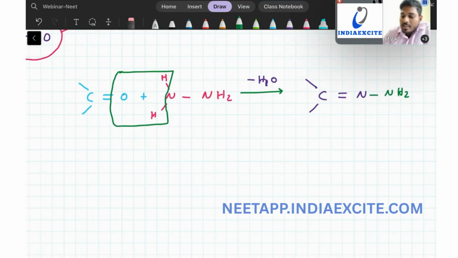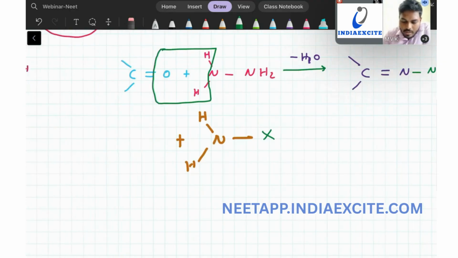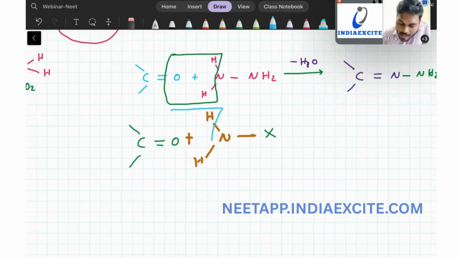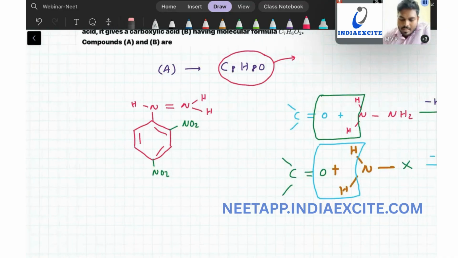So we have N single bond NH2, correct? If you ask whether it's only for this compound, no, it's for all nitrogen-containing compounds. That nitrogen atom must have two hydrogens attached to it. And let's take any group, let's say the group is X, whatever it is. This goes for all carbonyl compounds, be it aldehydes or ketones. The general mechanism remains the same, so we are going to get a product with this kind of structure. That's it. Can we apply the same knowledge here?